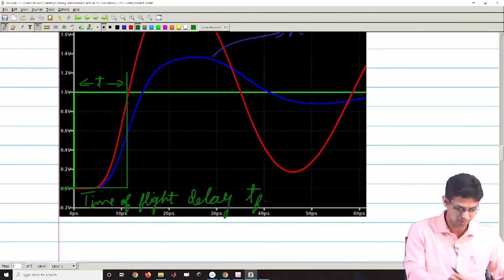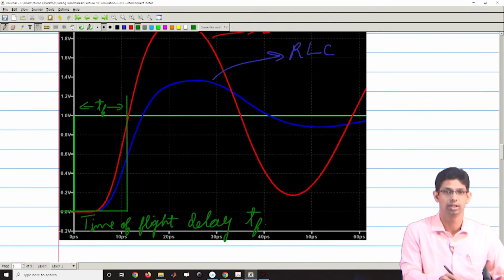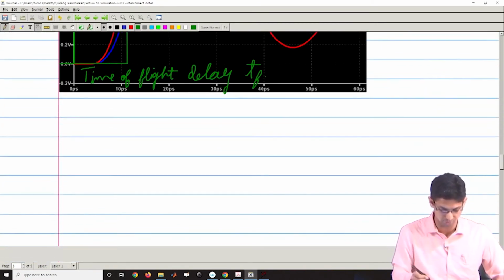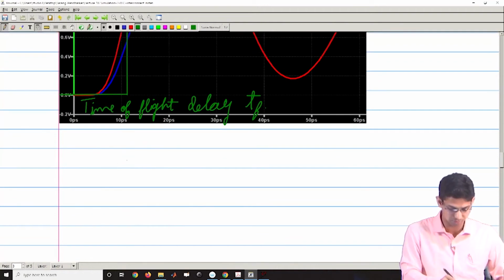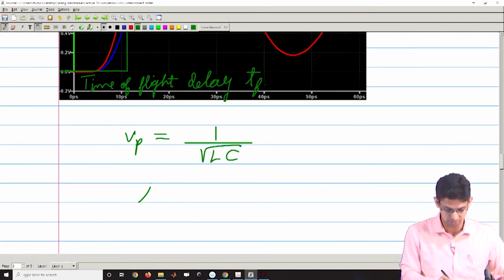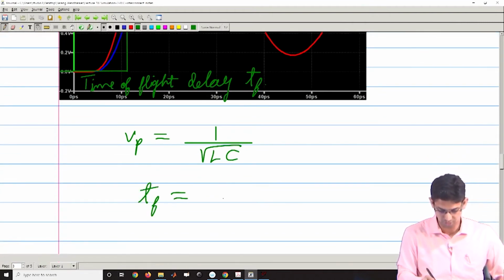So let us check that. Let us check whether this time of flight delay is actually corresponding to the theoretical value of time of flight that we would be getting. So what is my phase velocity? My phase velocity is 1 by root over LC, and my time of flight would be the length of the interconnect divided by the phase velocity.